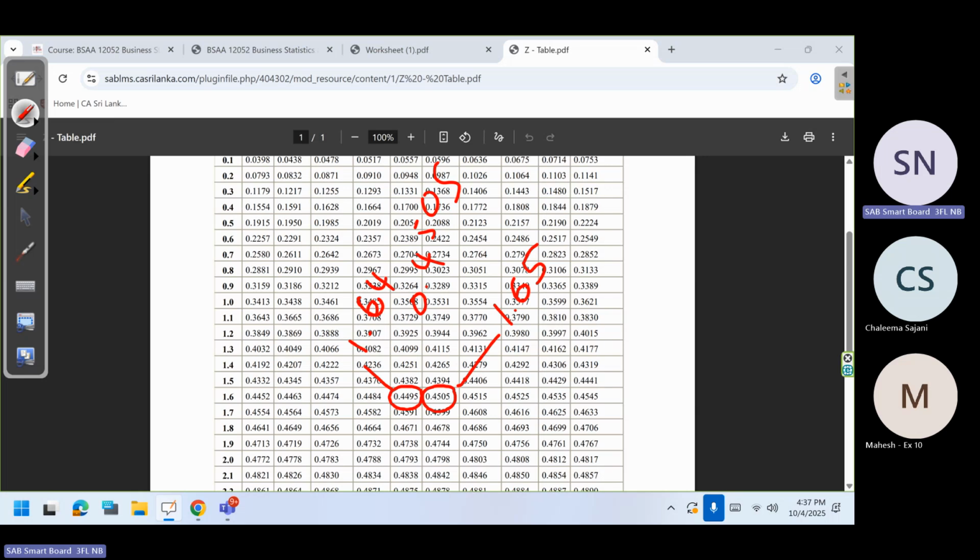We can take the difference between these two values. Then both differences are the same. Okay? Understood? The difference is the same. Here, the difference between these two and the difference between these two, both differences are 0.005. Both are the same. Then we cannot find the nearest one. Then we take both Z values and calculate the average value. 1.64 and 1.65. We add them together, then divide by 2, then find the answer.